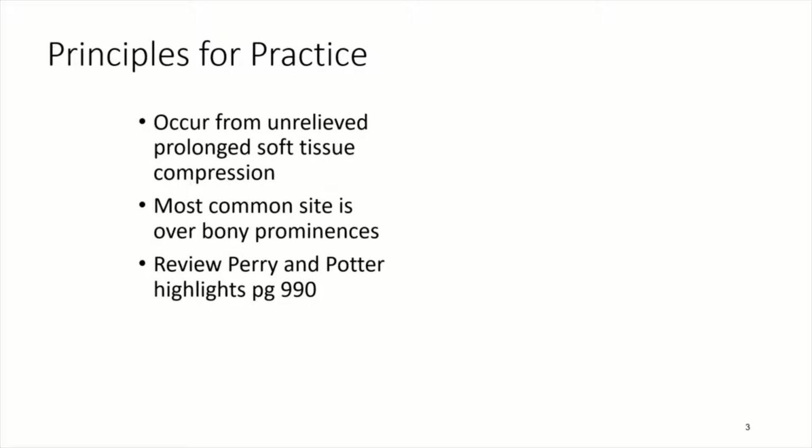The most common sites for pressure ulcers include the sacrum, coccyx, ischial tuberosities, greater trochanters, heels, scapula, iliac crest, and lateral and medial malleolus.